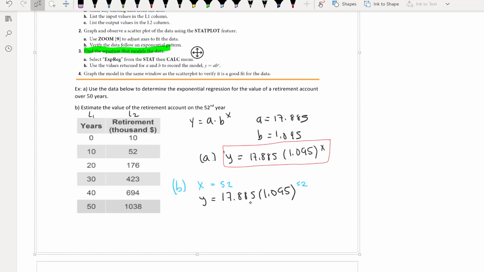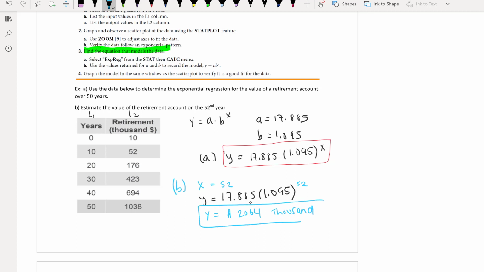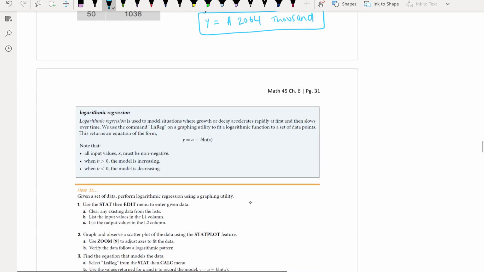So then my value, my y is equal to my 2004, so 2004,000, since my units are in thousands. Okay, now I'm going to go into my second equation here.